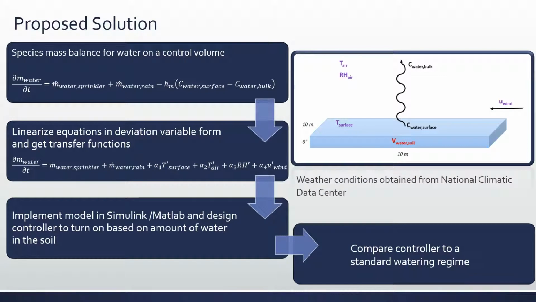To accomplish our objective, we started by deriving a first principles model for the amount of water in the soil. We did this by doing a species mass balance for the amount of water in the control volume shown in the figure. The equation we came up with was that the change in the amount of water with time is the amount of water coming in through the sprinkler and the rain minus the amount leaving through convective mass transfer.